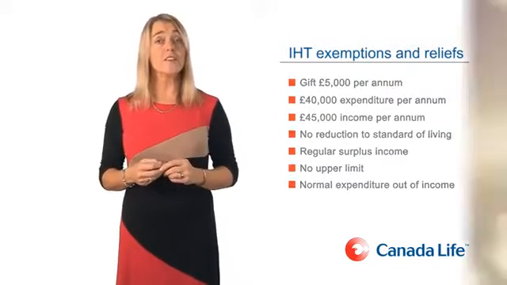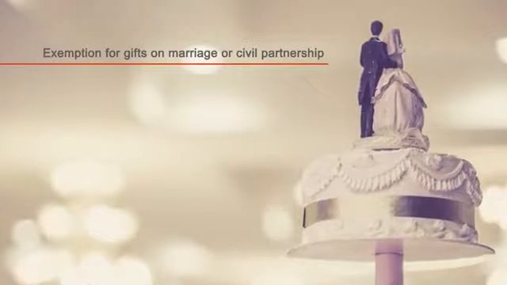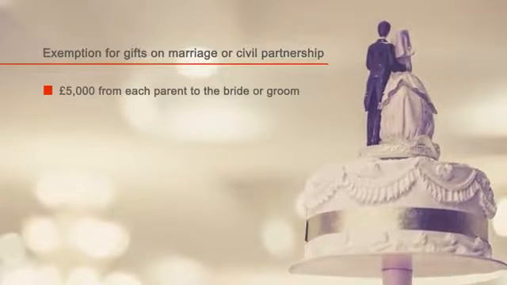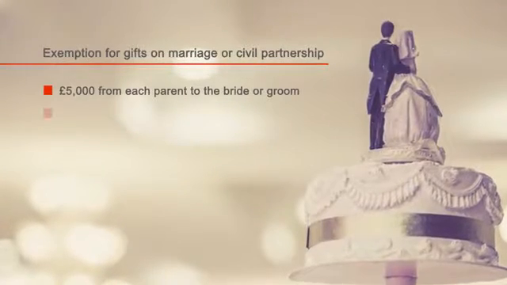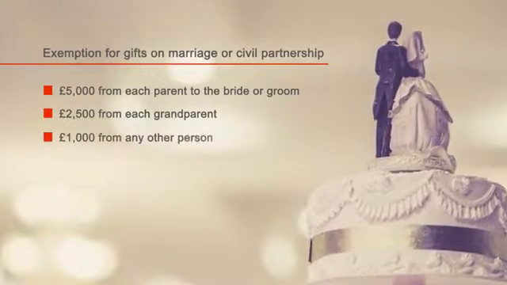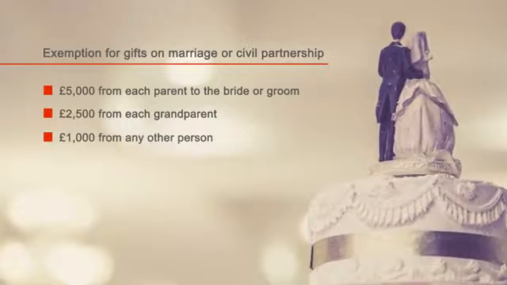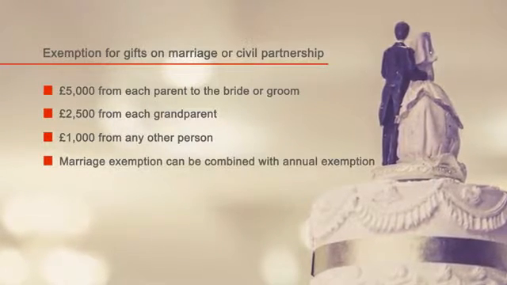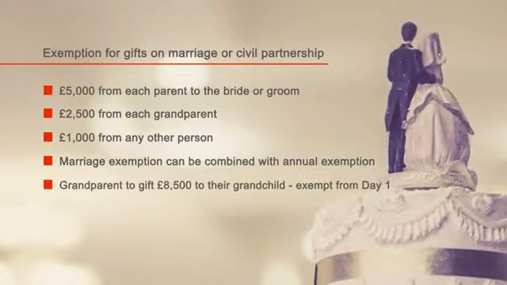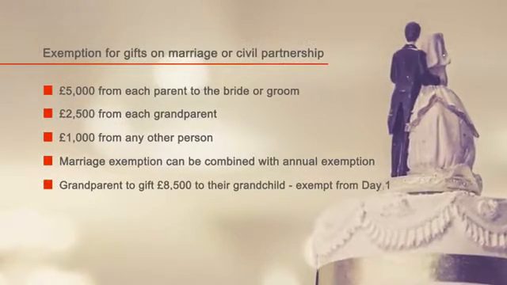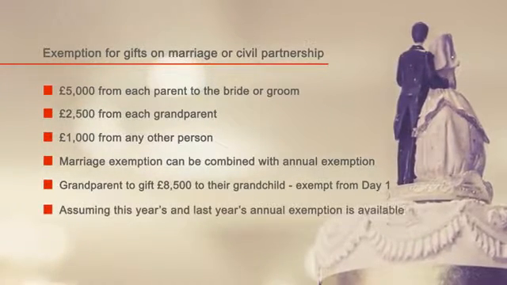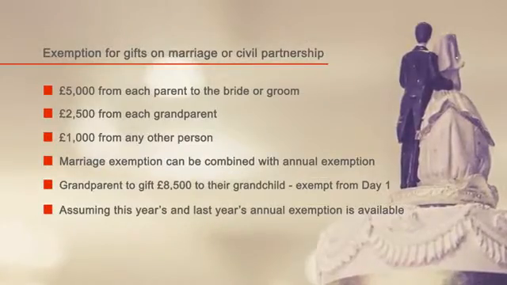And don't forget, there is a special exemption for gifts on marriage or civil partnership: £5,000 from each parent to the bride or groom, £2,500 from each grandparent, and £1,000 from any other person. And the marriage exemption can be combined with the annual exemption, allowing, for example, a grandparent to gift up to £8,500 to their grandchild, exempt from day one, assuming they have this year's and last year's annual exemptions available.